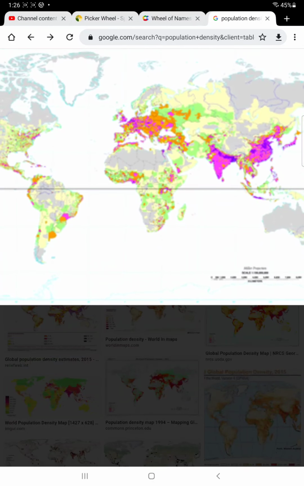For example, Europe, India, and a lot of China, Korea, Japan, and of course Java, New York, and some parts of the Middle East, and some parts of Africa. But there's a lot of area where practically nobody lives.